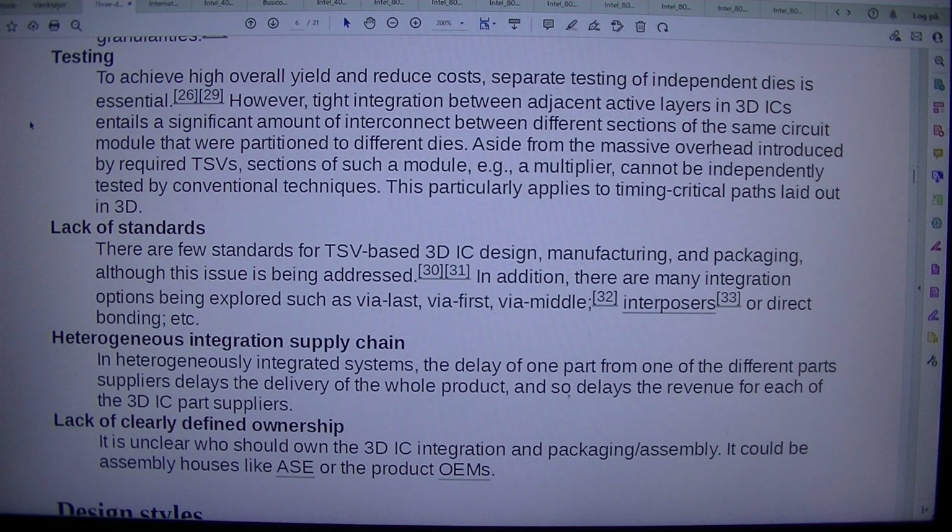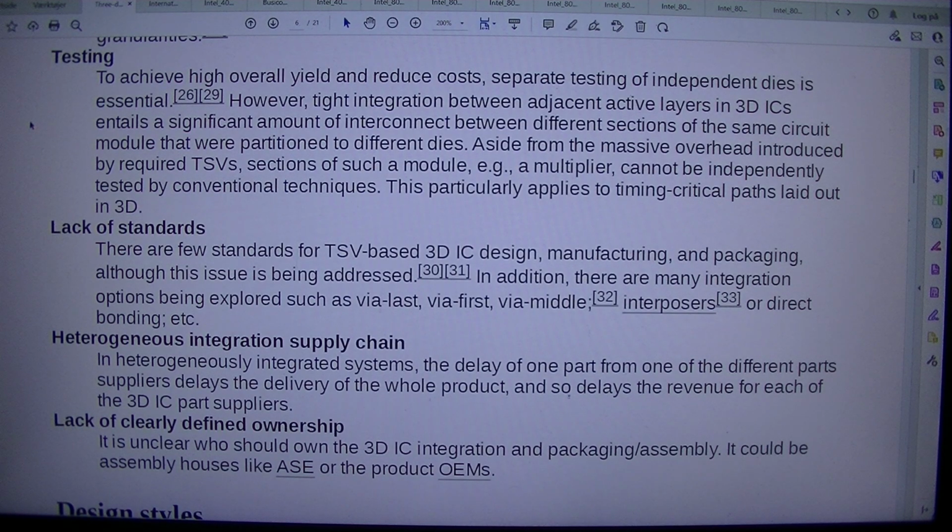Testing. Testing to achieve high overall yield and reduce costs. Separate testing of independent dies is essential. However, tight integration between adjacent active layers in 3D ICs entails a significant amount of interconnect between different sections of the same circuit module that were partitioned to different dies. Aside from the massive overhead introduced by required TSVs, sections of such a module, for example, a multiplier, cannot be independently tested by conventional techniques. This particularly applies to timing critical paths laid out in 3D.